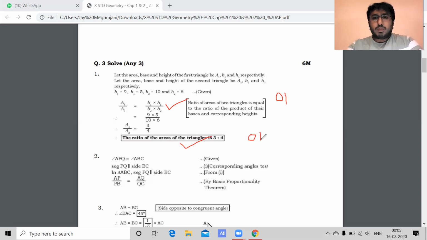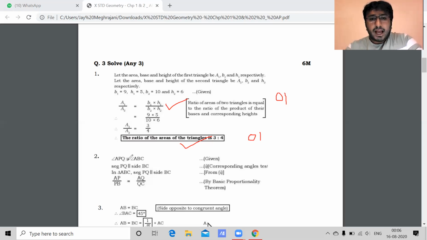Now students, please pay attention. In geometry, presentation is the most important thing. So please understand, for every final answer, you have to write the answer in the form of a statement and it has to be in the box. Okay. That same presentation should be there in all the sums.